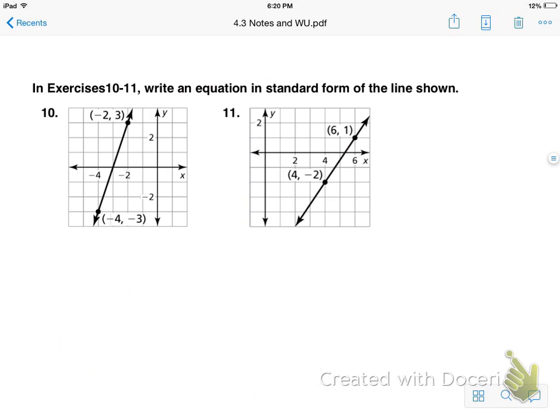All right, we're on the last two for the practice notes. For these two, they want us to write an equation in standard form of the line shown. Reminder that standard form is ax plus by equals c.